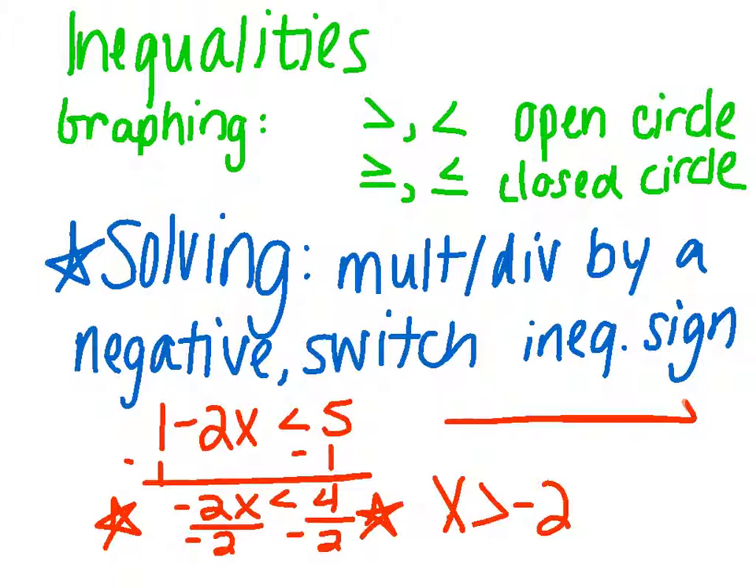Let's graph this quickly as a review. Open or closed circle? Open. Good. Greater than, I need the numbers bigger than negative 2, and that would be the numbers to the right.